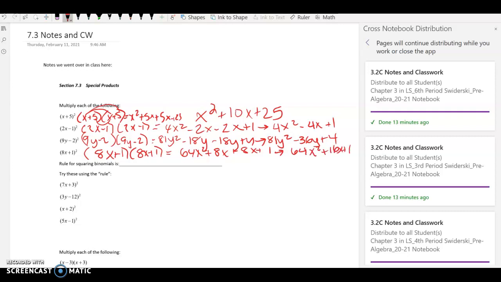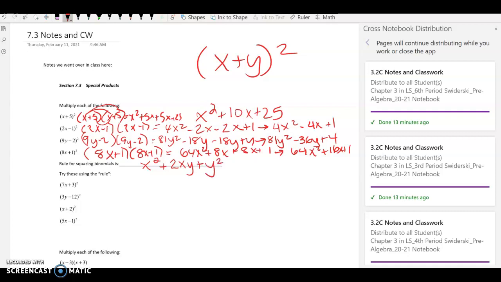The rule for squaring binomials is if I have x plus y squared, right? Like x plus 5, x plus y squared. So you're squaring that just like we did up above. You're going to take x and square it, plus you'll take 2xy, plus you will take y squared.